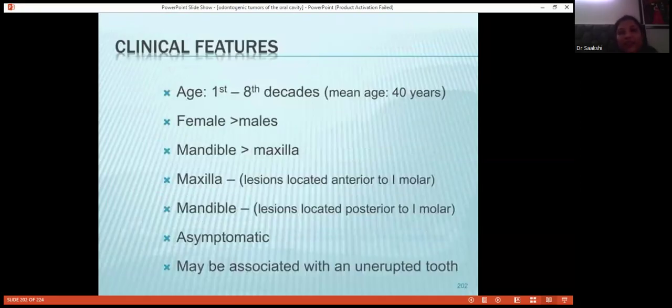Now, clinical features include: it is usually seen between the first to 8th decade of life, but the mean age is 40 years. It has female predilection. Mandible is more commonly affected than the maxilla. In maxilla, lesion is usually seen anterior to the first molar, whereas in mandible, lesion is mostly seen posterior to the first molar. It is usually asymptomatic and may be associated with the unerupted tooth.